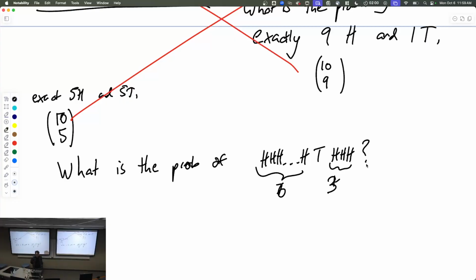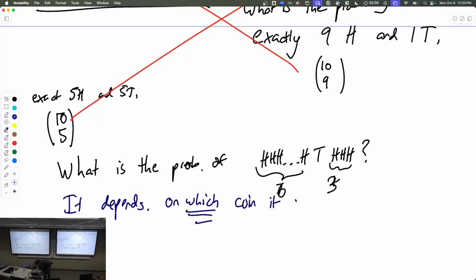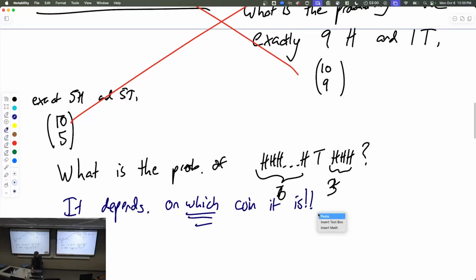Okay. This is great. This is the first answer to the question. As with all questions in life, if somebody asks you a question like this, the answer is it depends. It depends. And I like the way you said it. It specifically depends on which coin. So there's one answer if it's a type A coin, and there's a different answer if it's a type B coin.